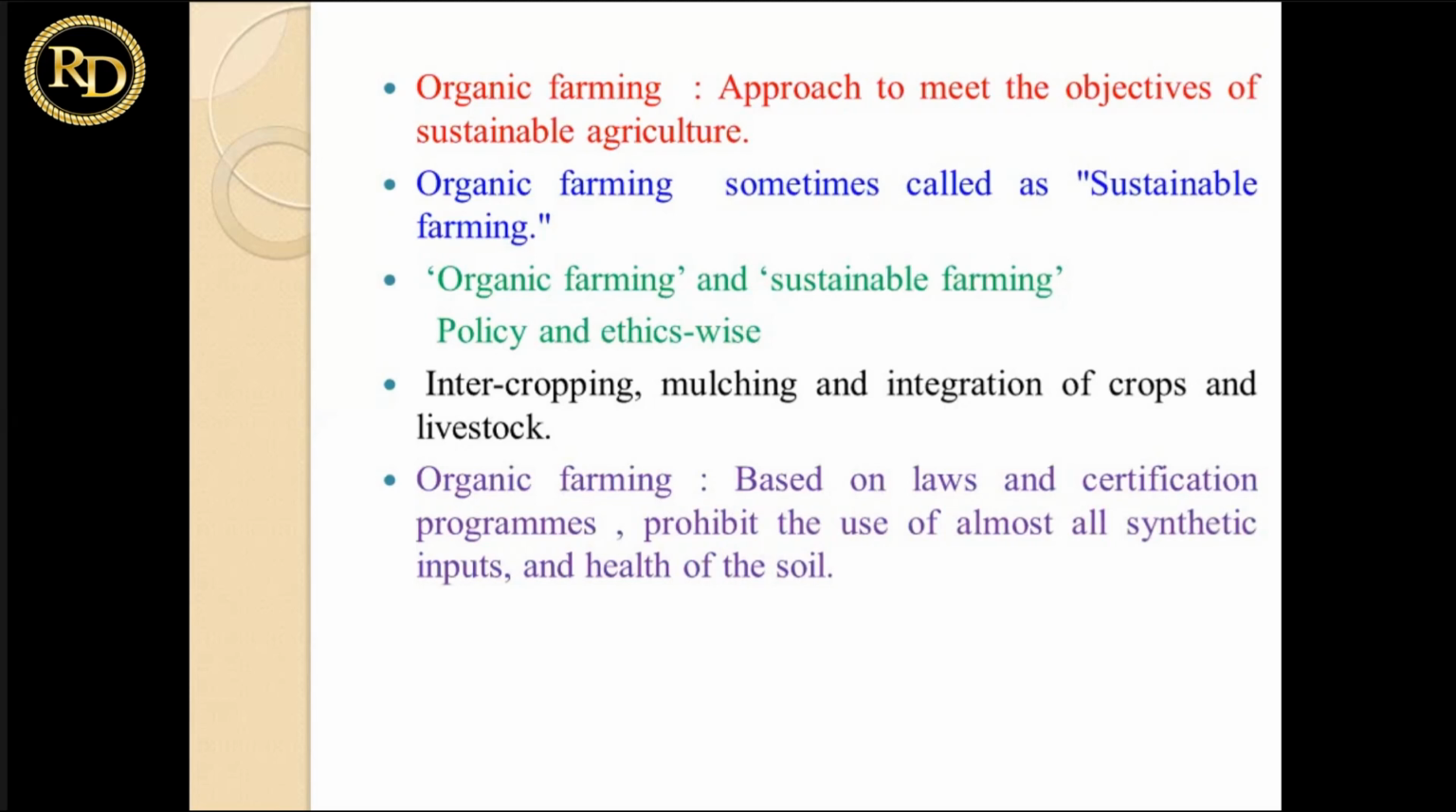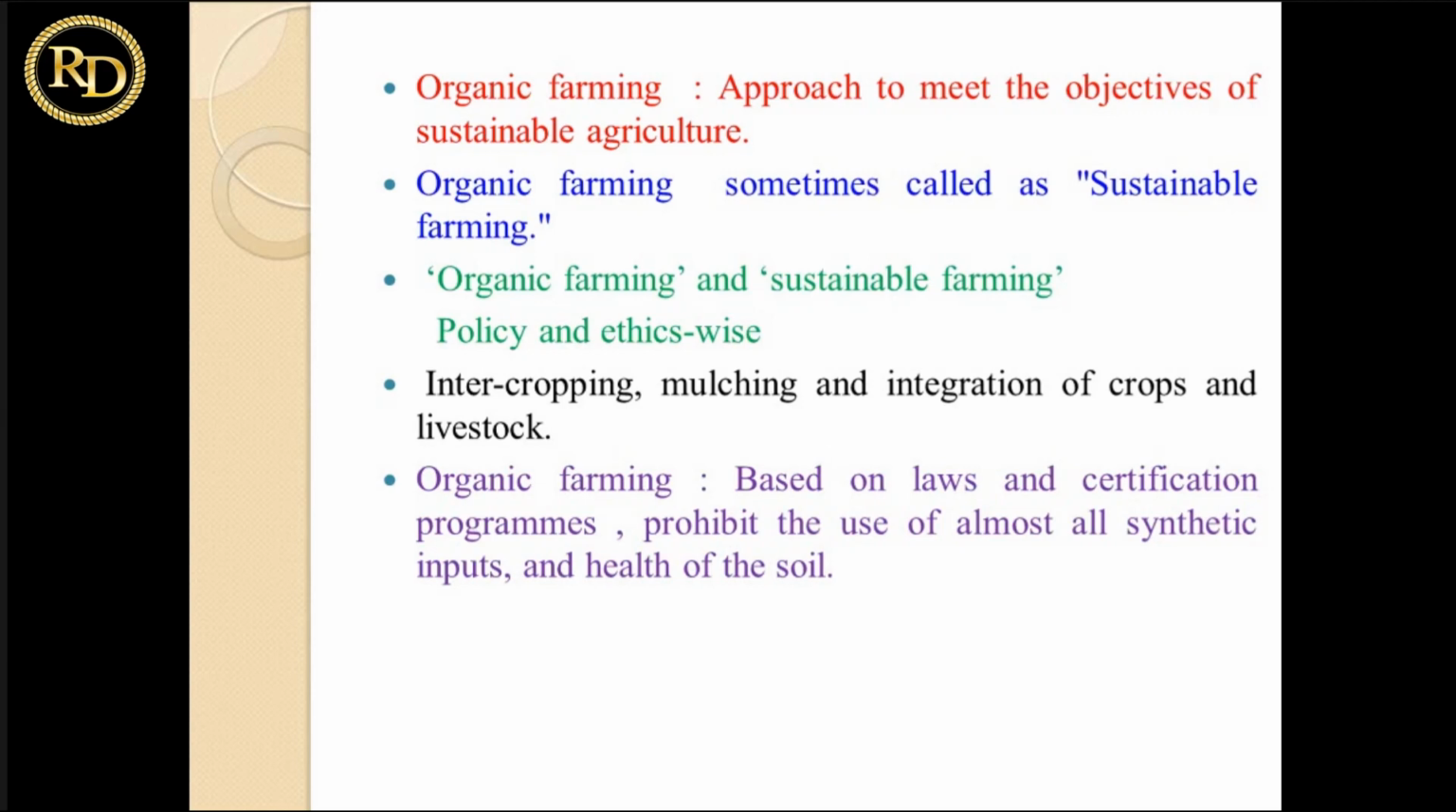Now, coming to our topic, that is organic farming. So what is organic farming? It is one of the approaches. There are different approaches of farming, that is, different approaches of agriculture. Out of those approaches, organic farming is one approach to meet the objective of sustainable agriculture. It means organic farming is a part of sustainable agriculture, so organic farming is also called sustainable farming.